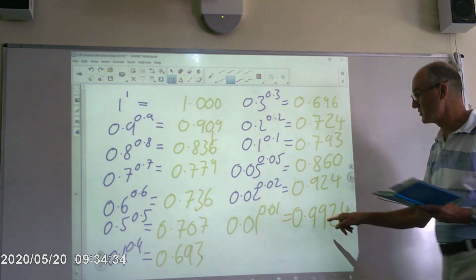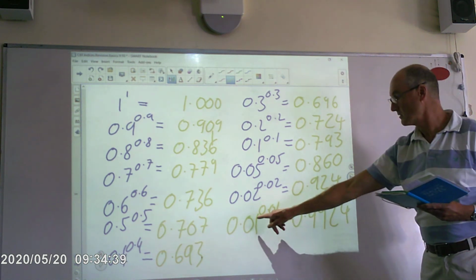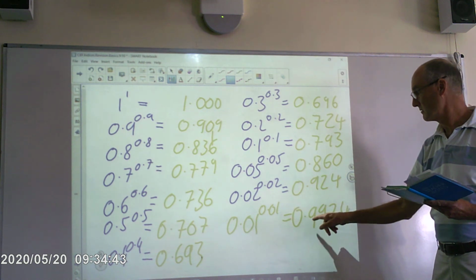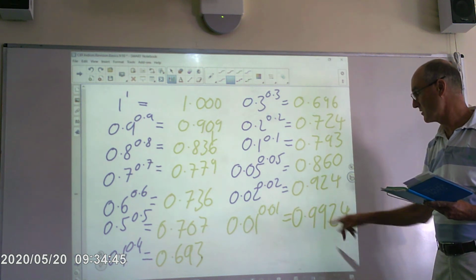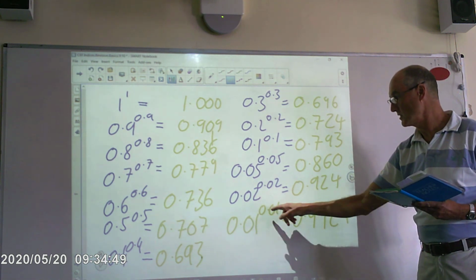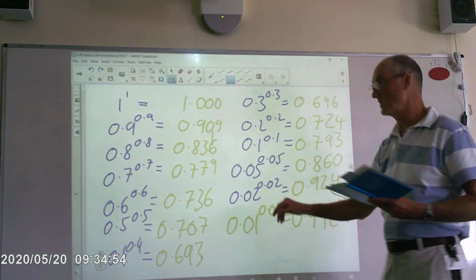What are we getting close to? What are we getting close to, ladies and gents? As we're going smaller and smaller in our values here, what are we getting close to? We're getting close to 1 over here. What are we getting closer to here? We're getting closer to 0, arguably.